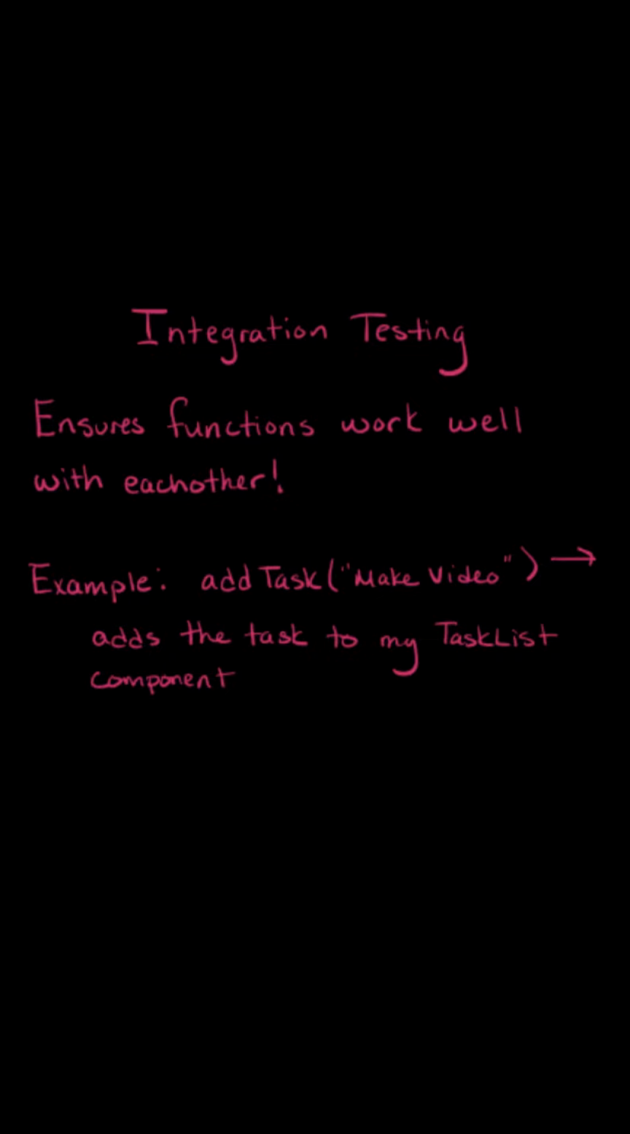Now we're going to talk about integration testing. Once we've verified through unit tests that each individual function is working well, what we want to do is make sure that these functions are working well together. So keeping in line with the to-do list app example, once I've added a task, I want to make sure that that task is showing up in my feed, for example, or my task list.